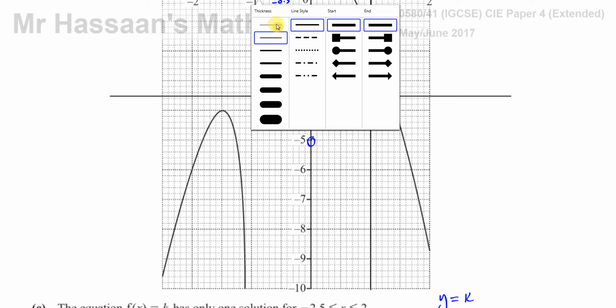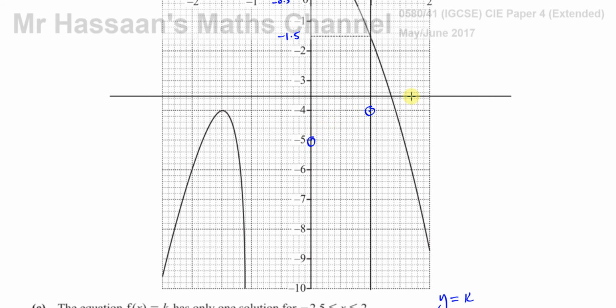Okay, so here we have the line. I'll keep it thin. We're going to join these 2 points together and continue the line. You've got to be very careful to continue the line on both sides so it fills out the whole axis. So there's the line y equals x minus 5.